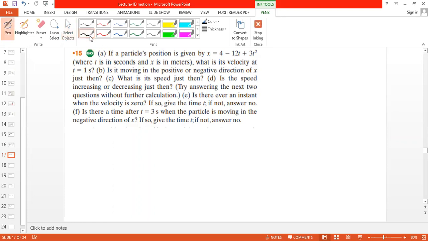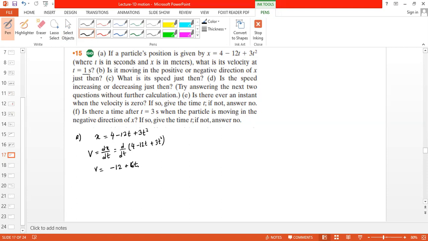So for part A, they are asking for instantaneous velocity. You see, for instantaneous velocity, they give us just one time. Now x equal to 4 minus 12t plus 3t squared. So instantaneous velocity v equal to dx over dt, which is basically d/dt of 4 minus 12t plus 3t squared, and I can say v equal to 0 minus 12 plus 6t, right? So this is the velocity at any time t.